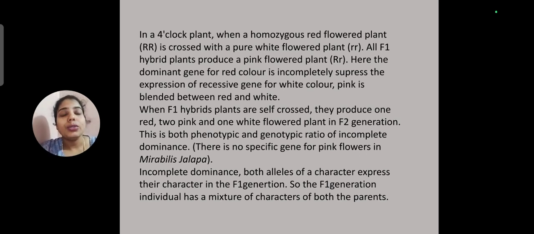So this is the phenotypic and genotypic ratio of the incomplete dominance. There are no specific genes for the pink color in the flowers of Mirabilis jalapa. It means that in incomplete dominance, both alleles express their characters in the F1 generation. So the F1 generation shows a mixture of the characters of both parents, that we call red and white.